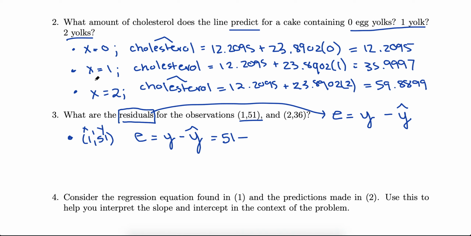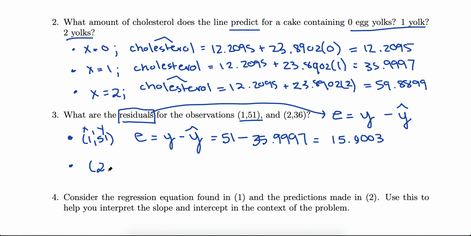So good thing we found that before. When x is equal to 1, the line predicted 35.9997 milligrams of cholesterol. So again, we're looking at that difference between the data point of 51 milligrams when there's 1 egg yolk versus the line predicting about 36 when there's 1 egg yolk. So that discrepancy, if we do the subtraction, will be 15.0003. Notice this is a positive residual, so that means that point is above the line.